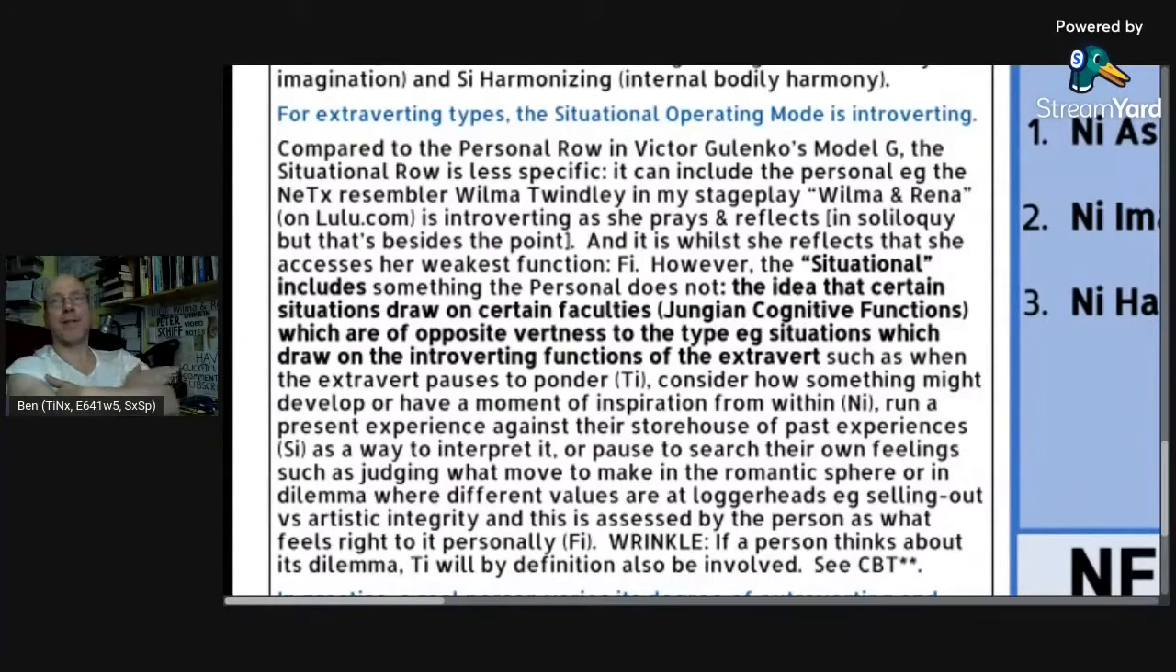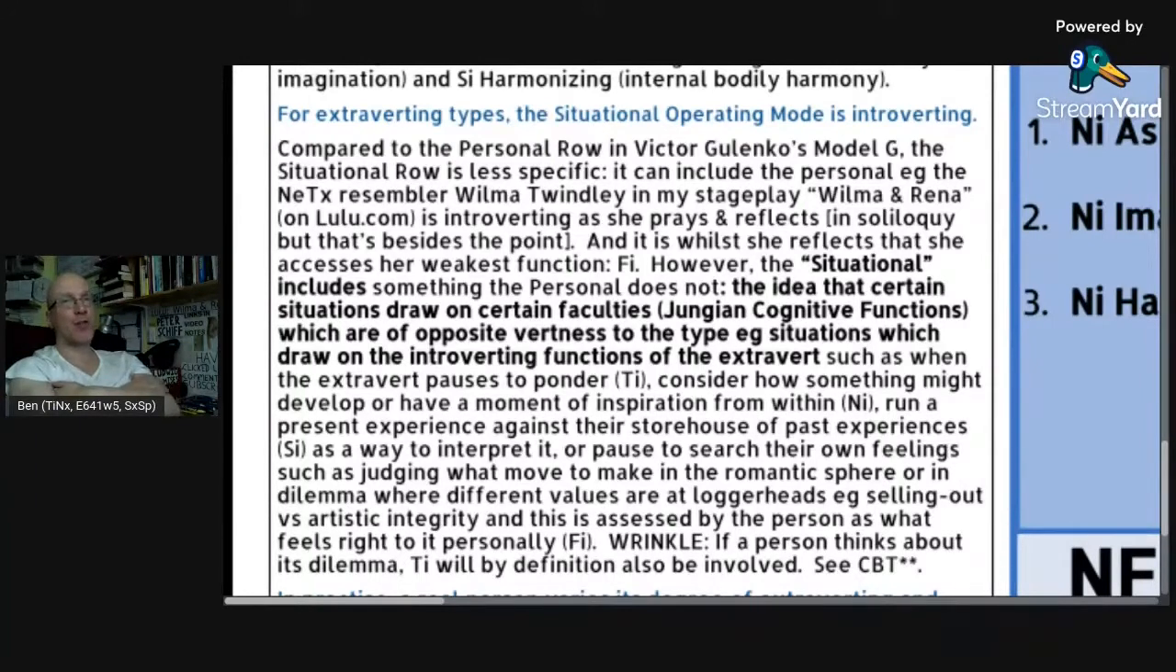All right. Yes, Wilma Twinley. Also coming to Wilma's housemates. Oh yeah, here we go. I'll read through that. Compared to the personal row in Model G, the situational row is less specific. It can include the personal, e.g. the ENTP resembler Wilma Twinley in my stage play is introverting as she prays and reflects. And it is while she reflects that she accesses her weakest function, FI. However, the situational includes something the personal does not.